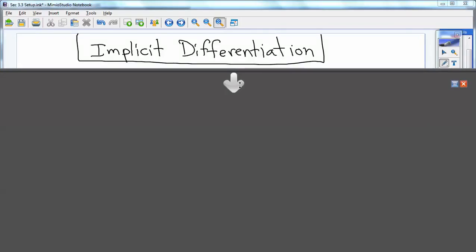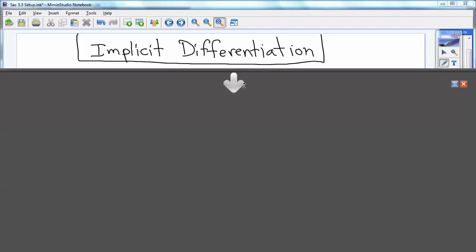So this is going to be on the gateway test. It's a way of finding the derivative of an implicitly defined relation. Now, a relation is like a function. It just doesn't have to have only one output for any one input. It's like a sideways parabola, right? That would be a relation, not a function, okay? Or a circle. So any xy kind of equation is called a relation.